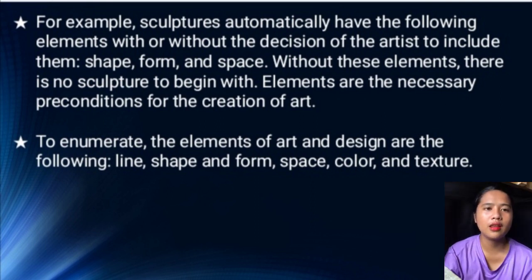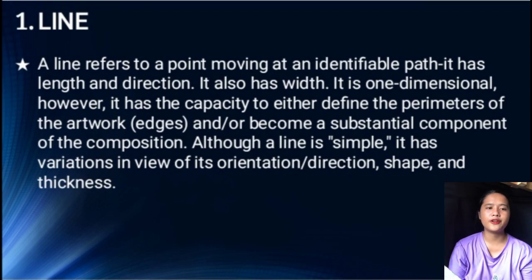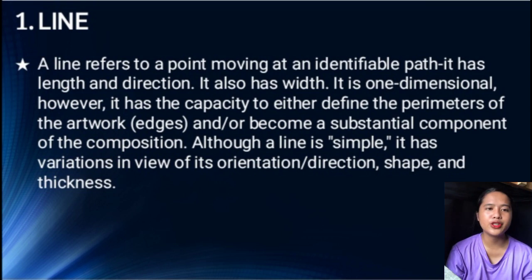The elements of art and design are the following: line, shape, form, space, color, and texture. First, line. A line refers to a point moving along an indefinite path. It has length and direction. It is one-dimensional. However, it has the capacity to define the perimeters or edges of the artwork, and become a substantial component of the composition.